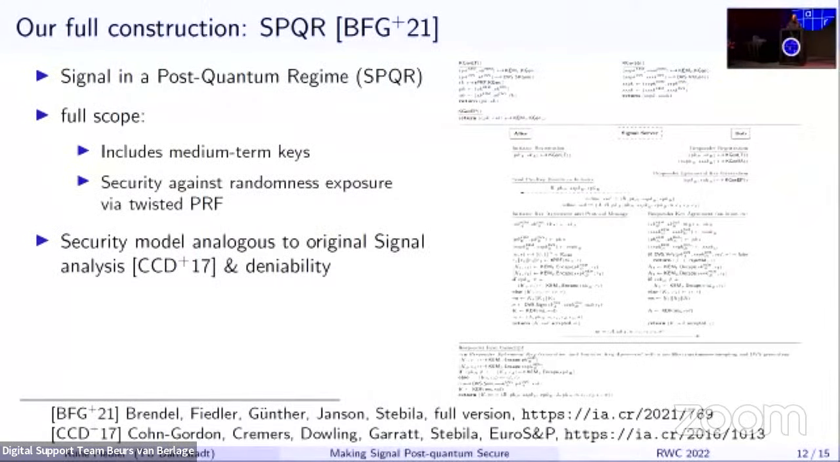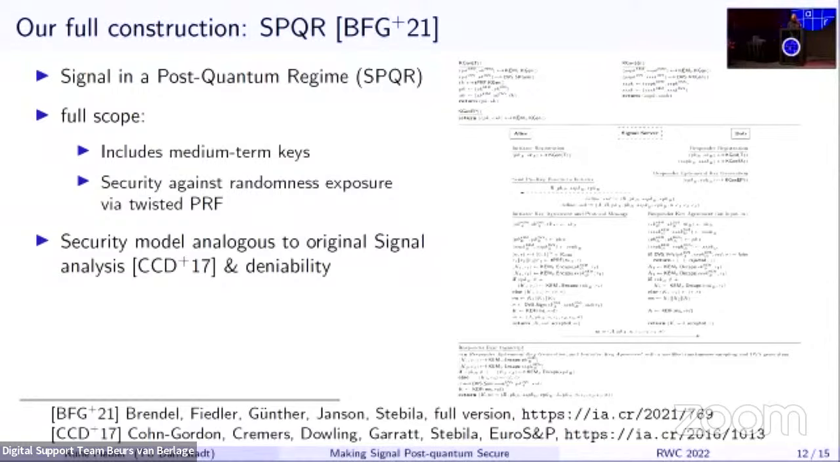Right. And this is not all there is to our construction. The full construction is what we call signal in a post-quantum regime, or SPQR for short. And it includes the full scope of what needs to be covered by an initial handshake protocol to be usable in the real world. That is, we also include medium-term keys to protect against the case that all of the ephemeral keys are used up. This is also the case for the currently used X3DH protocol.